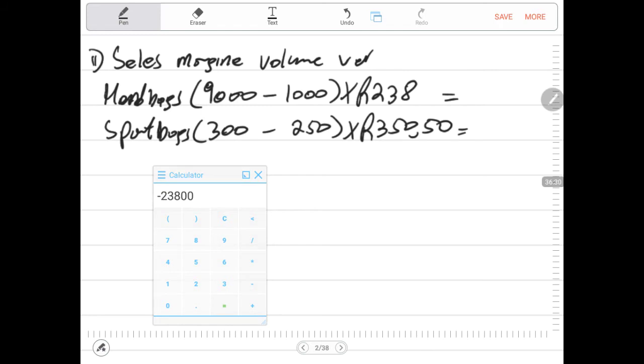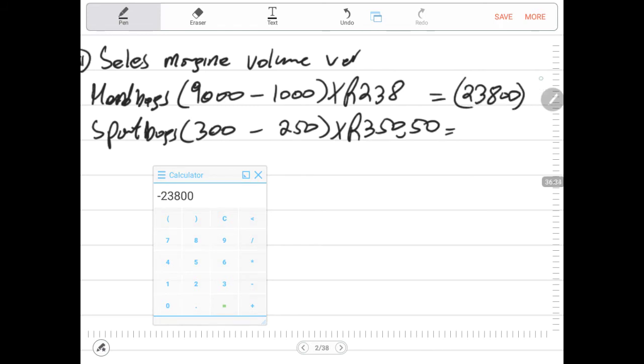Then it is 23,800. It is the error that I made in the previous list. This is an adverse variance. For the second one, it is 300 minus 250, multiplied by 350.50. We produced and sold more than we were supposed to, so obviously that will be more money: 17,510.25. This is a favorable variance.